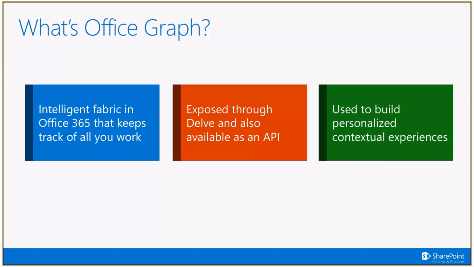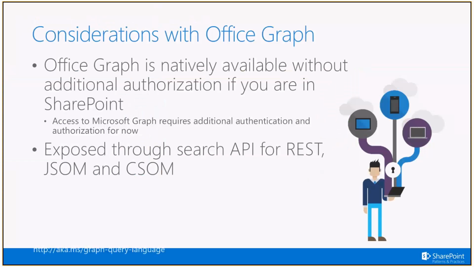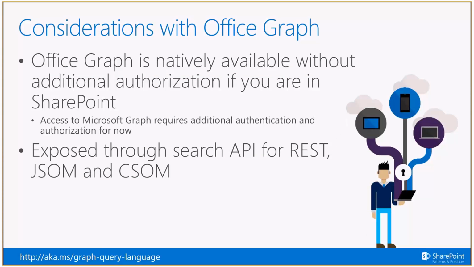The Office Graph term might be slightly confusing in the context of the Microsoft Graph, so let's clarify that. What does it actually mean? The Office Graph is a native service within Office 365 and also in SharePoint Online, obviously. Because it's a native service, you can access those APIs without any additional authorization. In the context of SharePoint Online, I can just hit the search endpoint and get that information from the Office Graph.